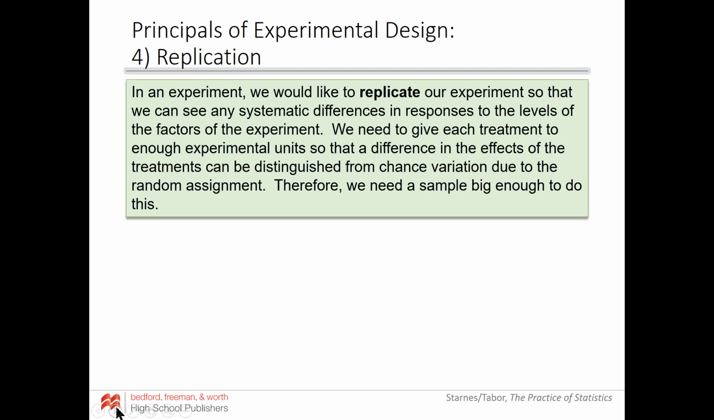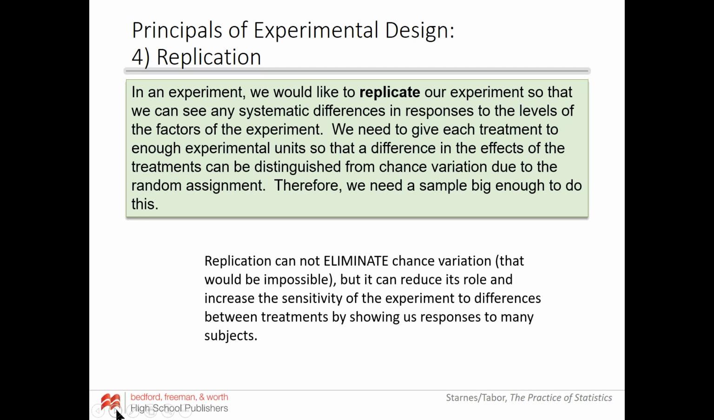So, in other words, replication just means use a lot of people or a lot of objects. So, again, replication can't eliminate chance variation. In other words, chance variation means that some people, even with identical circumstances, are going to have different outcomes. So that's our chance variation. None of these things are eliminating chance variation because it would be impossible to make everything perfectly even. But we're trying to reduce the role. So again, we're trying to level the playing field as much as possible.